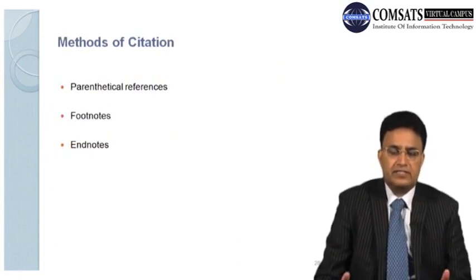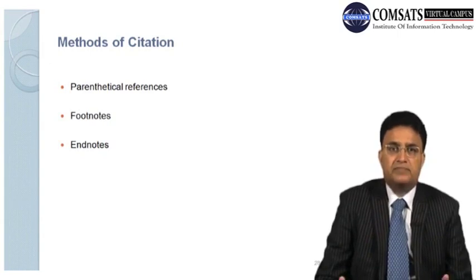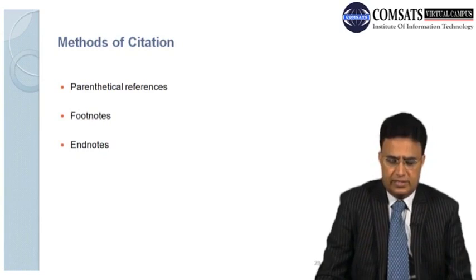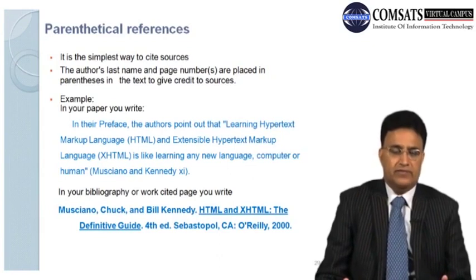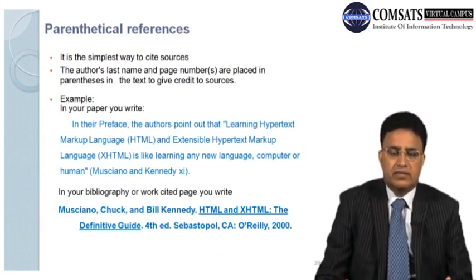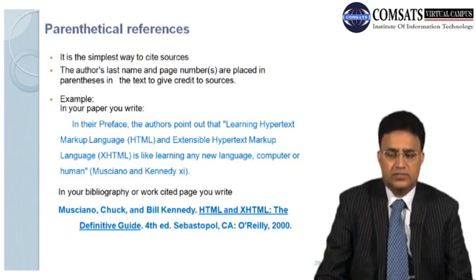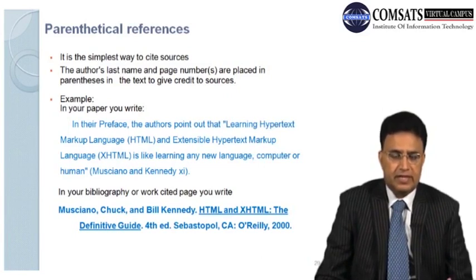So there are different methods of citation. There are parenthetical references, footnotes, and endnotes. Let's take them one by one. First, parenthetical references. It is the simplest way to cite sources. The author's last name and page number or numbers are placed in parentheses in the text to give credit to sources. Here is an example.